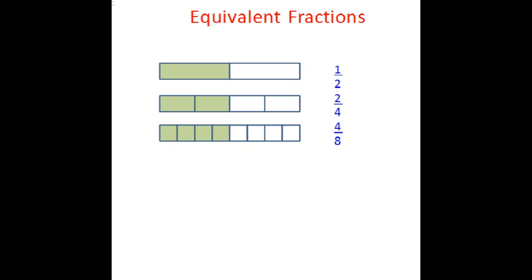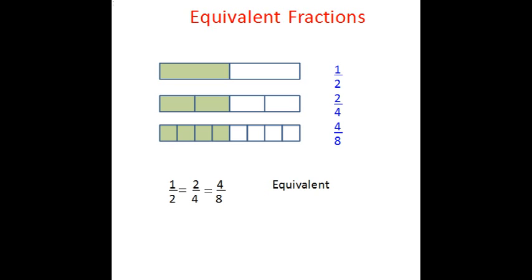So what we see here is that in these 3 rectangles, the colored part is exactly same. That means I have colored exactly the same quantity. That means whether I make 2 parts and color 1, or make 4 and color 2, or make 8 and color 4, I'm coloring essentially the same quantity. Therefore, I can say that 1 over 2 is same as 2 over 4 and is same as 4 over 8. Now these fractions are called as equivalent fractions.